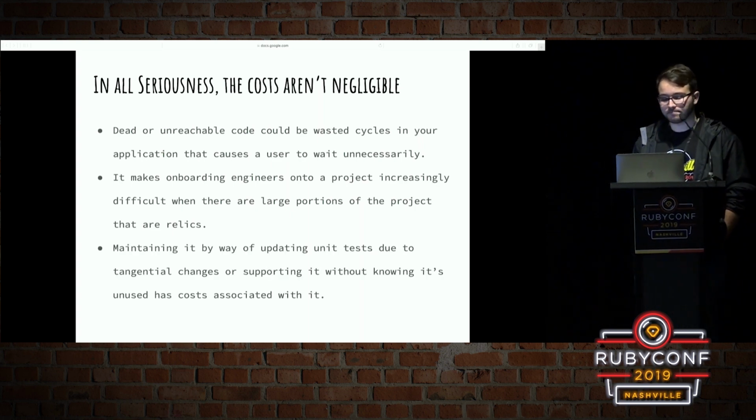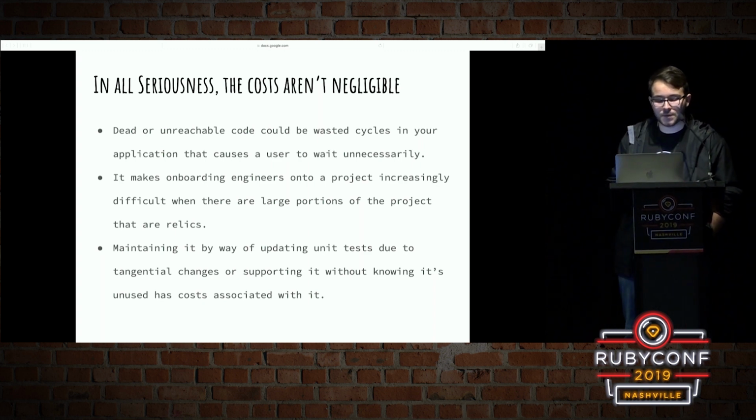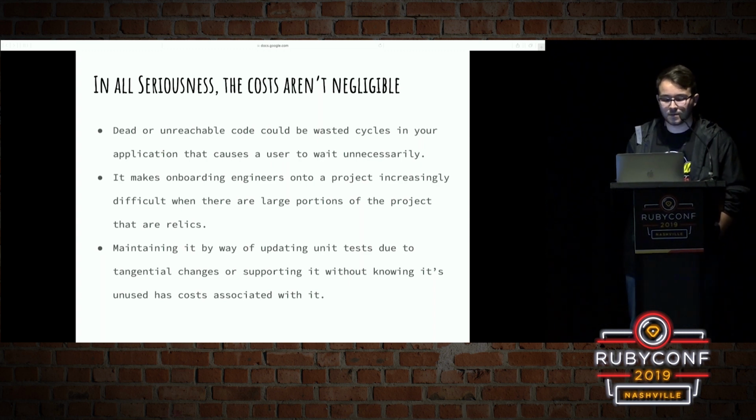Maintaining it, by way of updating unit tests due to tangential changes, or supporting it without knowing it's unused, has costs associated with it as well. If you make some change and some portion of dead code breaks, or its tests break due to some other unrelated change, you may find yourself updating tests for dead code just because the dead code itself hasn't been removed, and that might be the path of least resistance. That's another downside of maintaining old dead code.